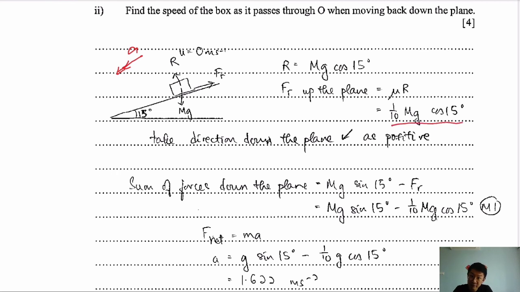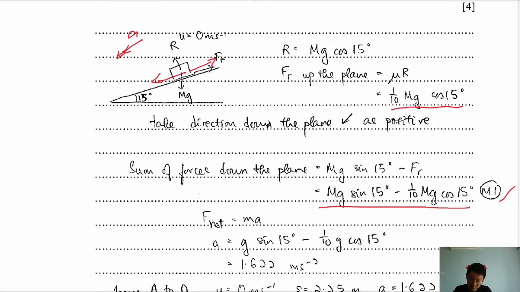Now it's time for us to find out the net force in this case. The net force is mg resolved down the slope, which is mg sine 15, minus the frictional force. This expression is our net force. The correct expression for our net force will get 1 mark. And now we just consider F equals ma.